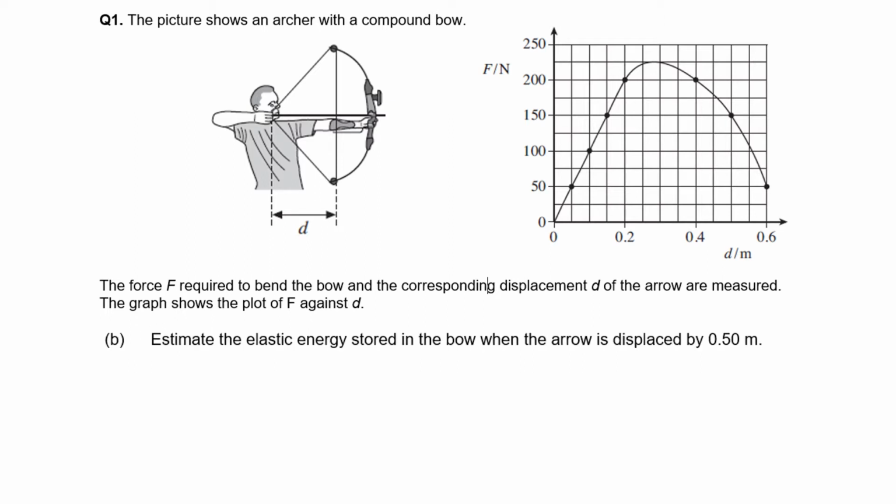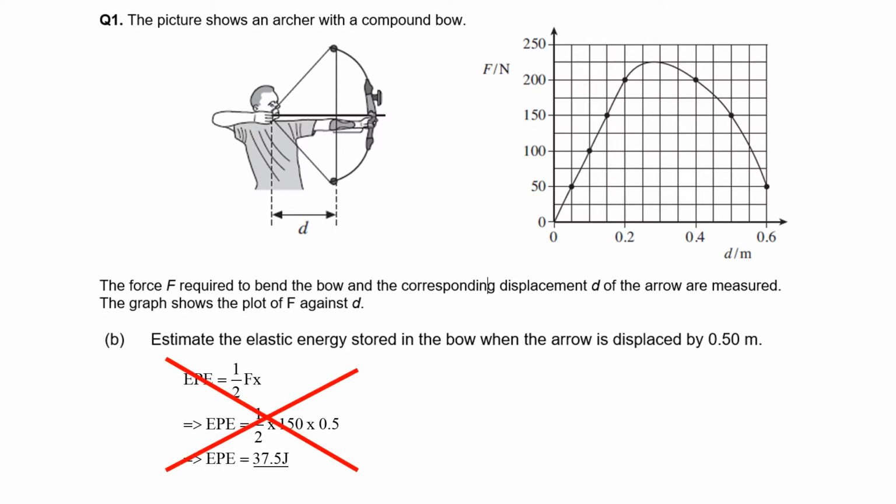So the next one wants us to estimate the elastic energy stored when the displacement is 0.50 there. So a very common answer I saw, I'd say something like 90% of people did this, is they read the displacement off and read the force off and applied half Fx and gave an answer of 37.5 joules, which is completely wrong. So people who've written this have tried to not think about what they're doing, because the equation half Fx only works while the graph is a triangle or while Hooke's law is being obeyed there.